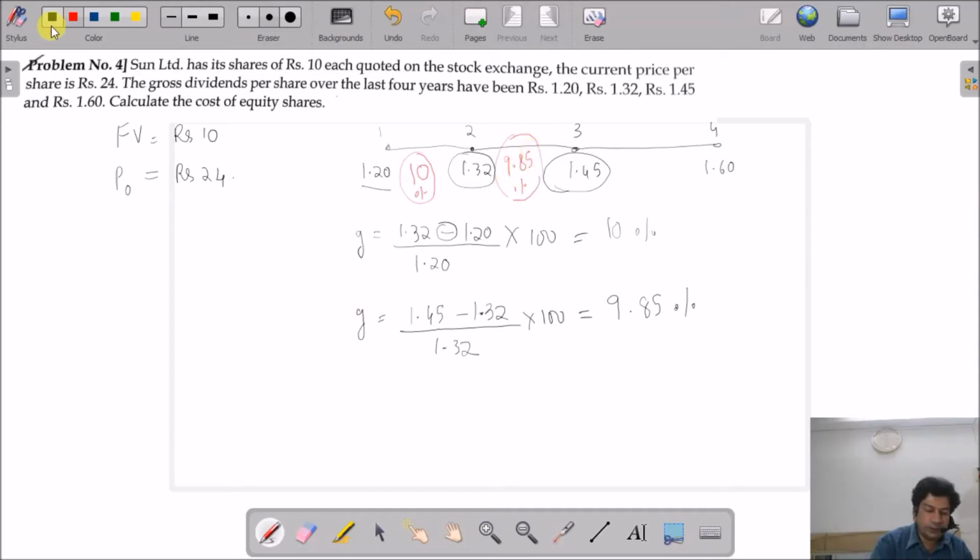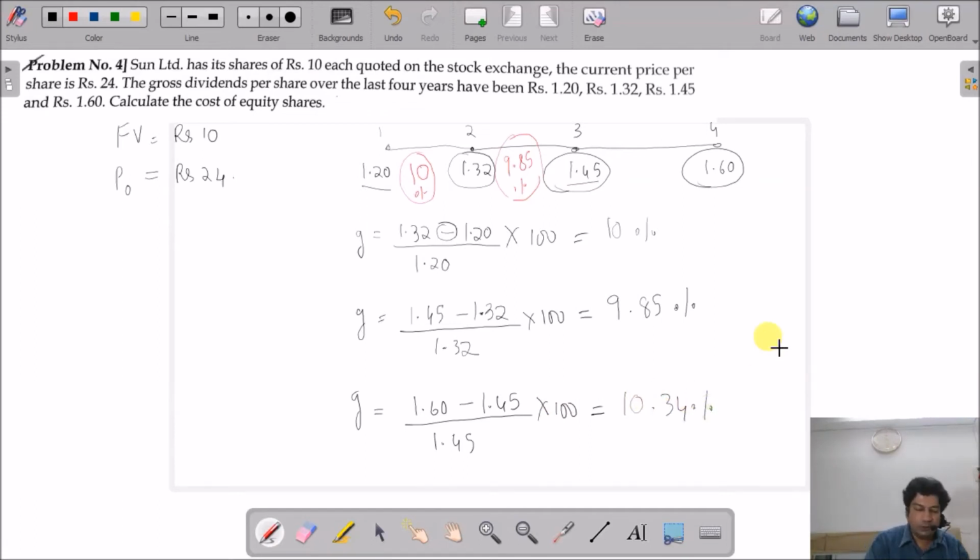Then we are again going to find another growth rate. So this is another growth rate. So 1.60 minus 1.45, I will divide by the base, which is 1.45, and this I am going to multiply by 100. So 1.60 minus 1.45 divide by 1.45 and percentage. So here I am getting 10.34 percentage. So I can say that here the growth rate is 10.34 percentage.